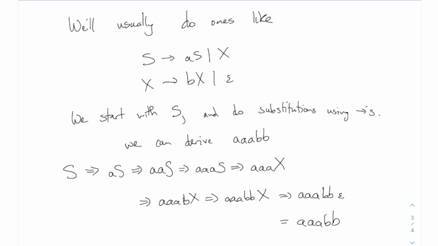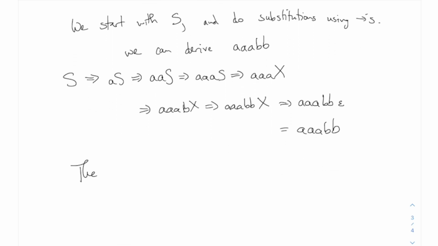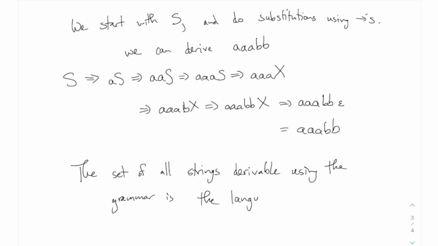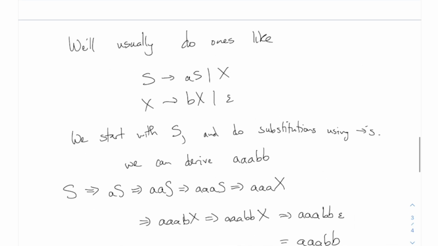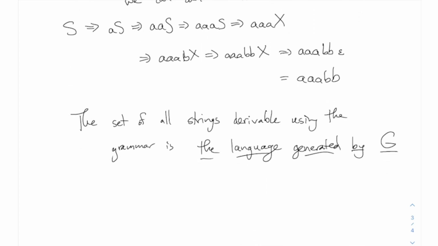So you can look at a grammar like this and ask yourself, what are all the possible strings that I could derive using this grammar? That has a name. The set of all strings derivable using the grammar is called the language generated by the grammar. Just like NFAs or DFAs, it generates a language. If this grammar is called G, then the set of all strings derivable using this grammar is called the language generated by G. And we write this, no surprise, like this, L of G. It means the language generated by the grammar G. All right? This is just simple notation.